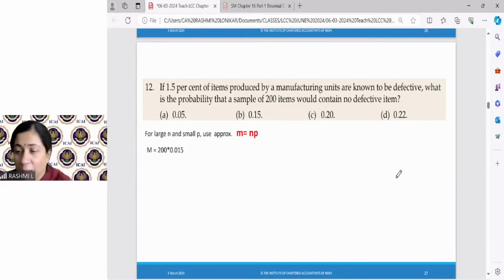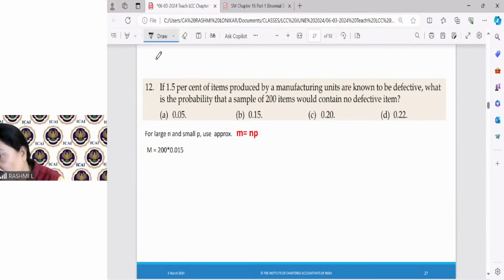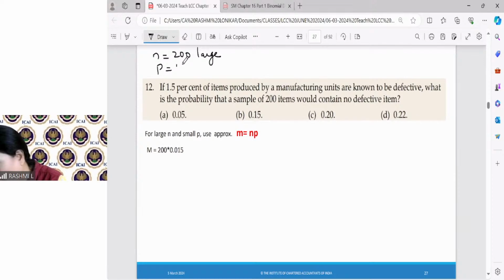Okay, यहाँ पे क्या हो रहा है, हमें ये पूछना है what is the probability that a sample of 200 items would contain no defective. Okay, so I am talking about a sample. So what is happening? N is how much? N is 200, which is large. And P is 1.5%. Percent here means this is 1.5 upon 100, which is equal to 0.015, which is very small.